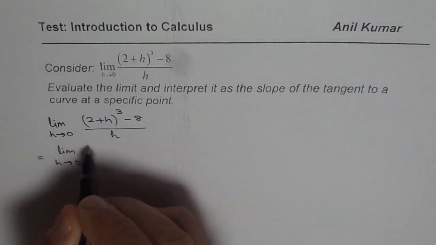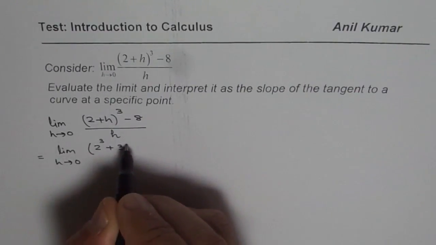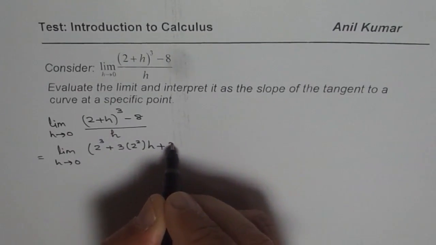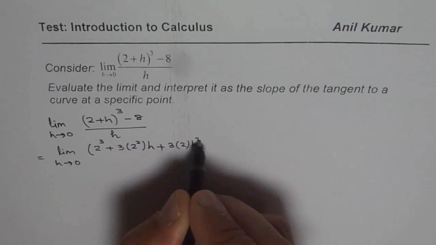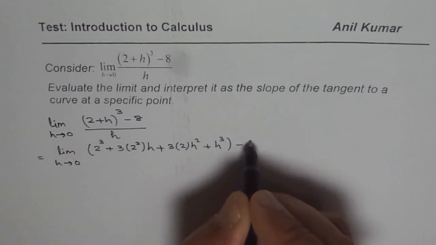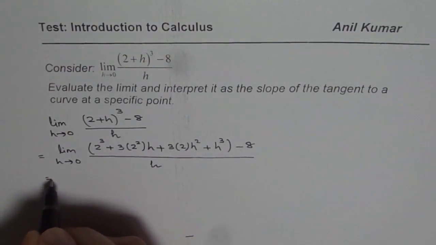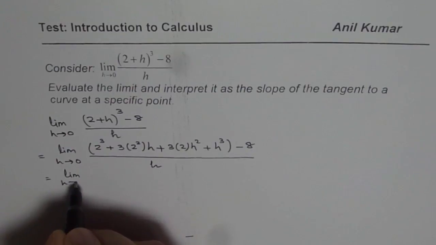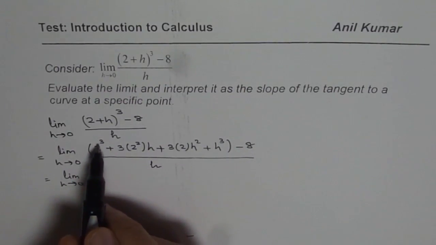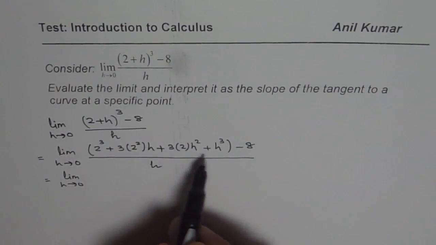So (a plus b) whole cube, you remember, is a cube plus 3a square b plus 3ab square plus b cubed. That's the formula for (a plus b) whole cube, minus 8, divided by h. Now we can combine the like terms and simplify. 2 cube is 8, right? So 2 cube minus 8 is 8 minus 8, which is 0. So you're left with these three terms here.